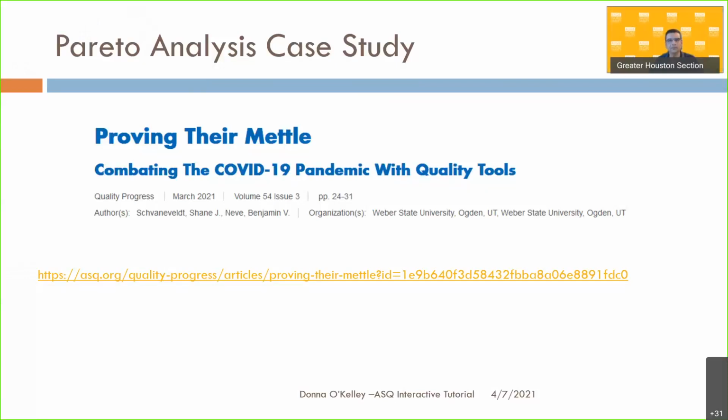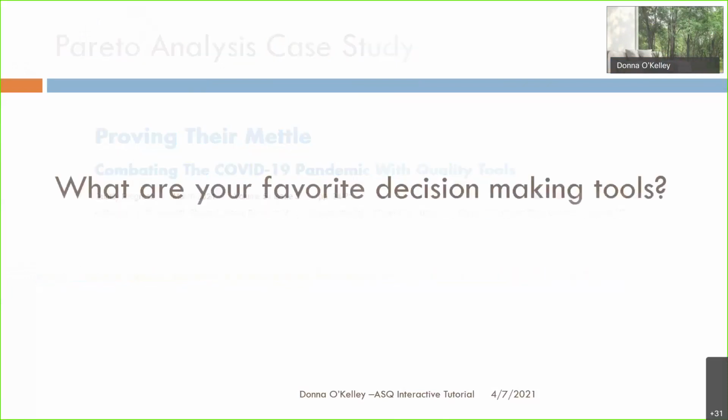If you go on to ASQ.org, there's a great article called Proving Their Metal. I would suggest it, and they use a Pareto analysis there for determining which ages are most affected by the virus. As you probably can assume, the older, 85 plus, contributed to most of the infections.